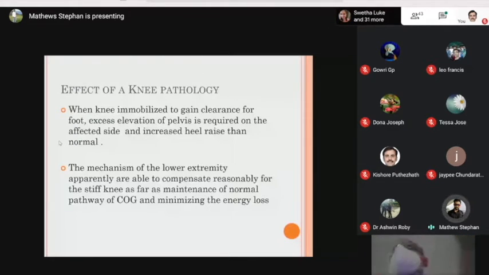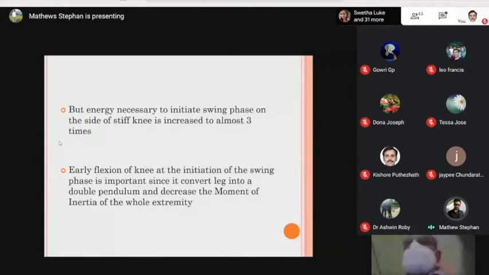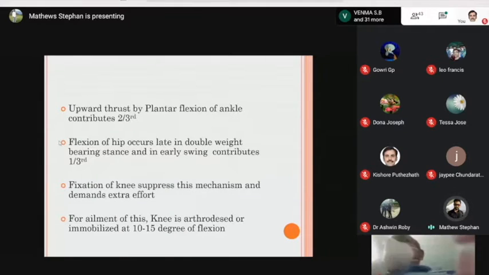But the energy necessary to initiate the swing phase on the side of the stiff knee is increased by 3 times. The early flexion of the knee at the initiation of the swing phase is important since it converts the leg into a double pendulum. While the knee is flexing, the normal pendulum has become a double pendulum and decreases the moment of inertia of the extremity. Upward thrust by plantar flexion of the ankle contributes 2/3, and the flexion of the hip, which occurs late in double weight bearing stance and in early swing, contributes 1/3. Fixation of the knee suppresses this mechanism and demands extra effort.